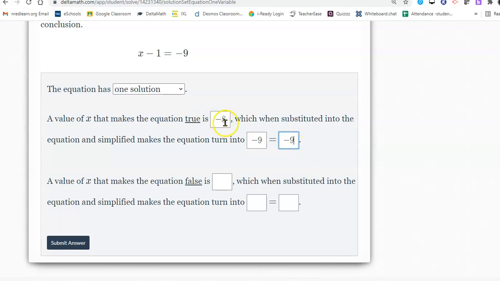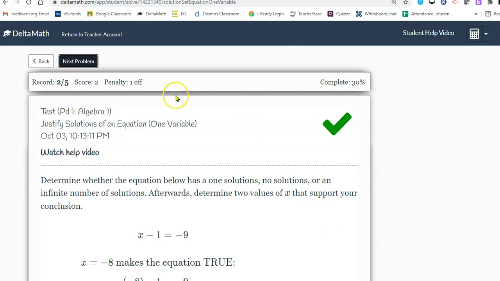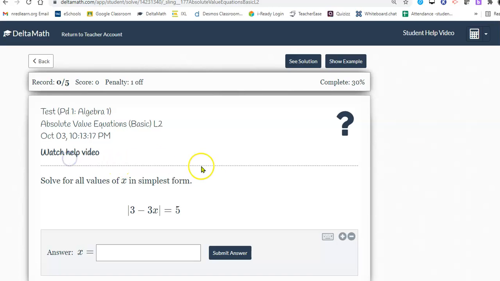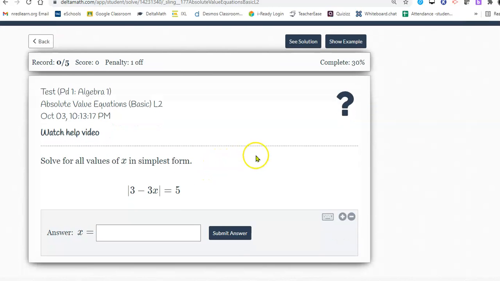Proof that only negative 8 works is by plugging in some other random number. I'm going to pick 0, because that's easy. If I plug in a 0 for x, the left side would be negative 1, the right side would be negative 9, and that would be false. And that's how you complete the third section, sorry. And then the last one, which we learned this week, is about absolute values.